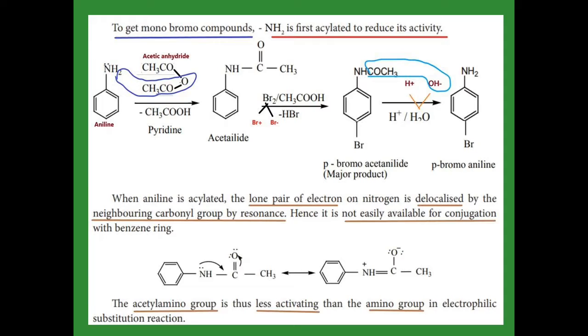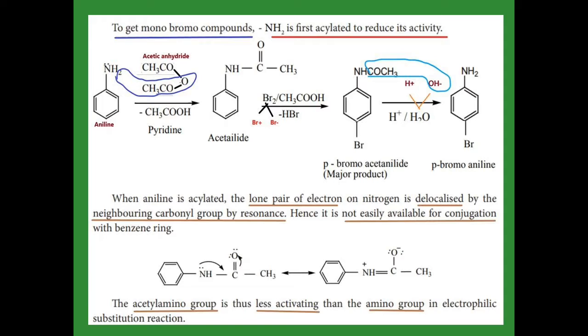Afterward, we are going to add bromine in the presence of acetic acid. The bromine splits into Br plus and Br minus. The Br plus is the electrophile. That electrophile is directed by the acetanilide to the para position. So we get para-bromoacetanilide.